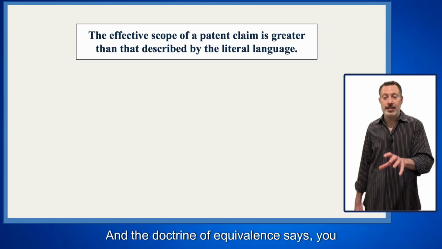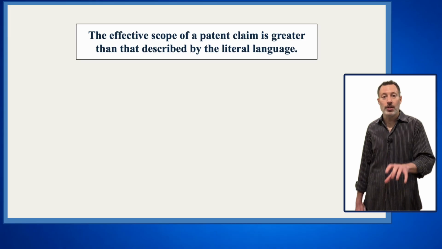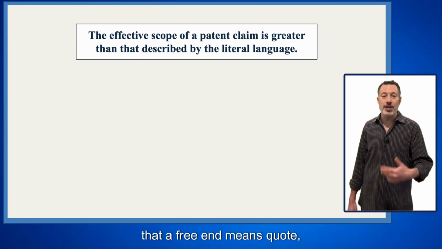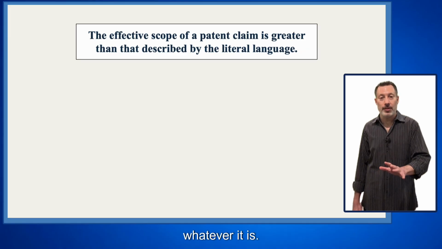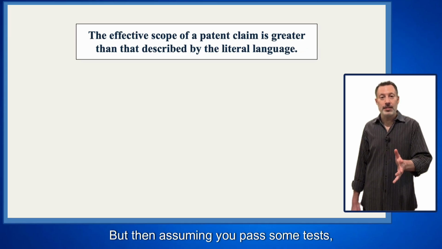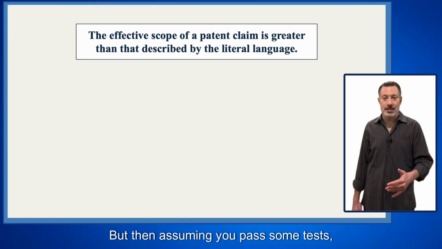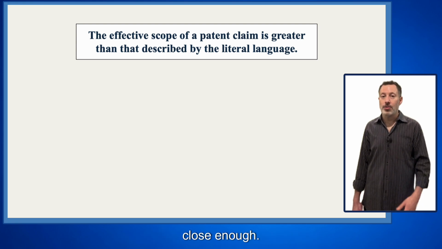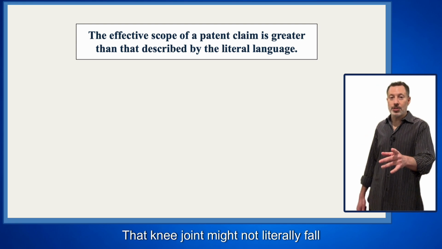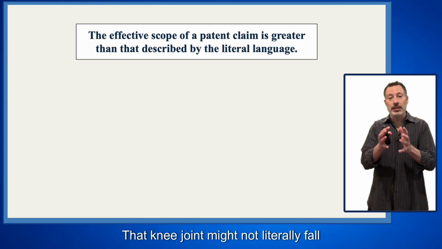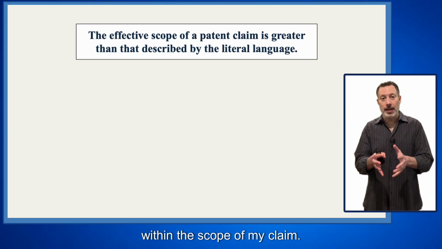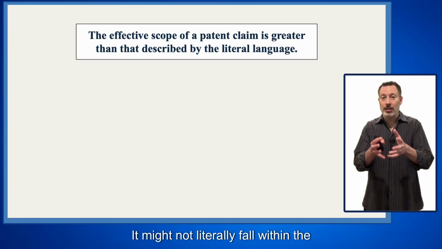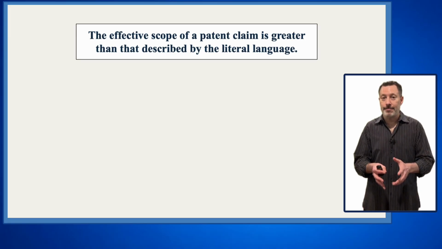And the doctrine of equivalence says you get what you literally wrote. So you're going to write your claim, we're going to construe it, we're going to decide that a free end means, quote, whatever it is. But then, assuming you pass some tests, in court, we're going to let you argue close enough. That knee joint might not literally fall within the scope of my claim. I might not have exactly captured it in words.